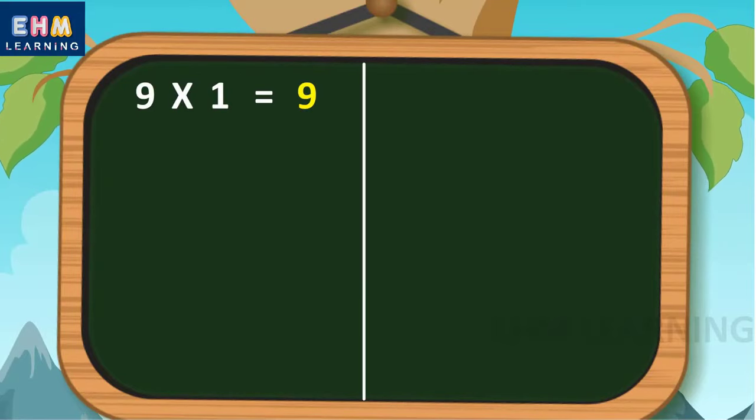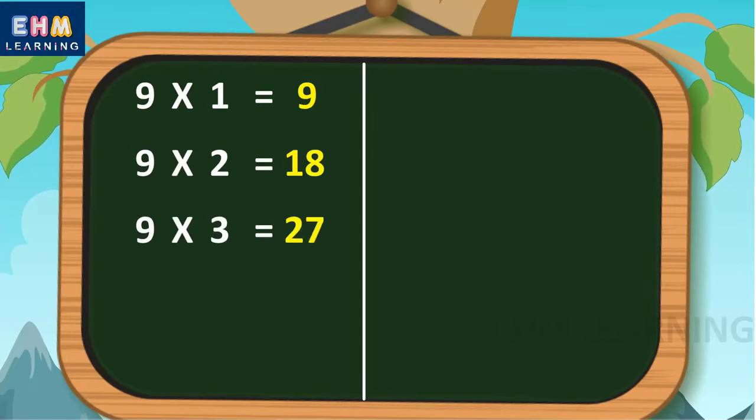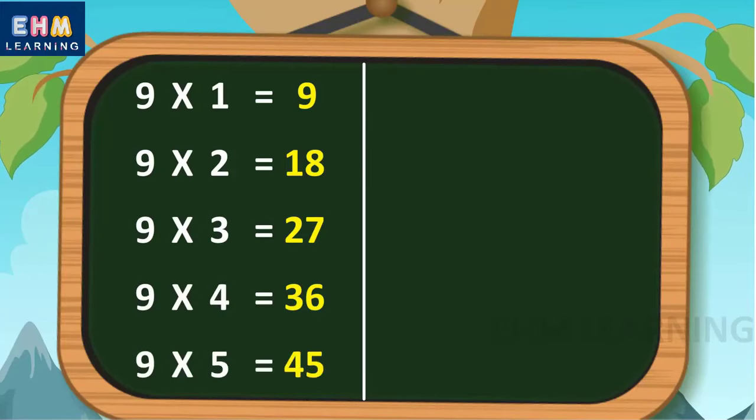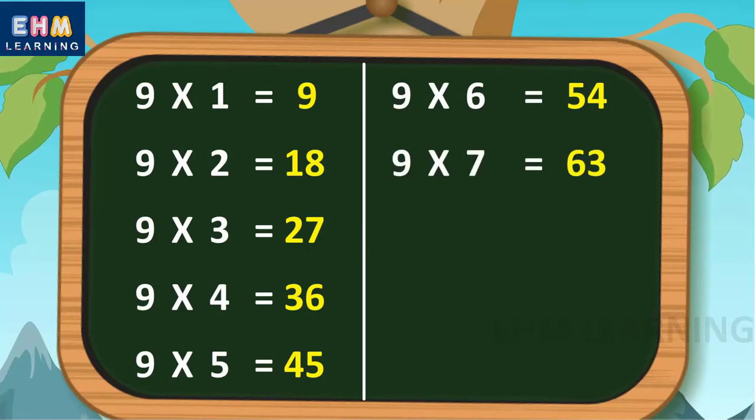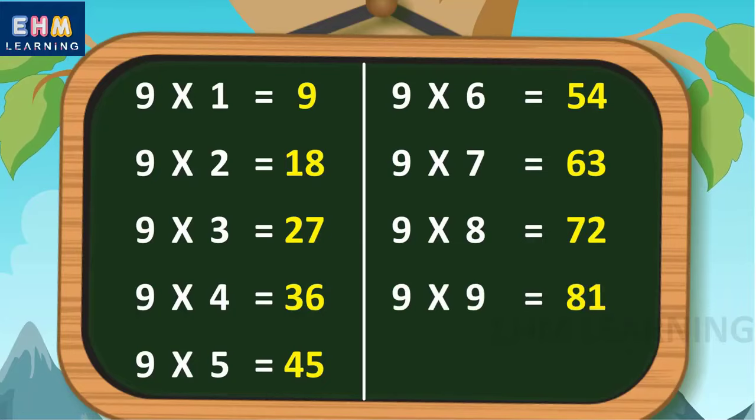9 ones are 9. 9 twos are 18. 9 threes are 27. 9 fours are 36, 9 fives are 45, 9 sixes are 54, 9 sevens are 63, 9 eights are 72, 9 nines are 81, 9 tens are 90.